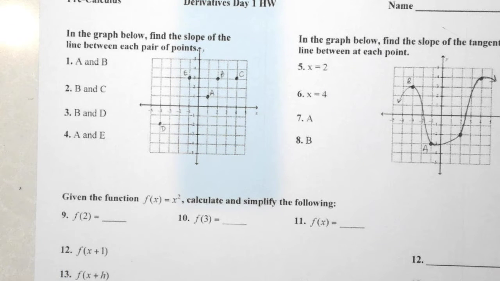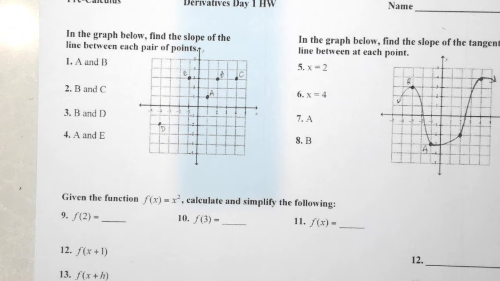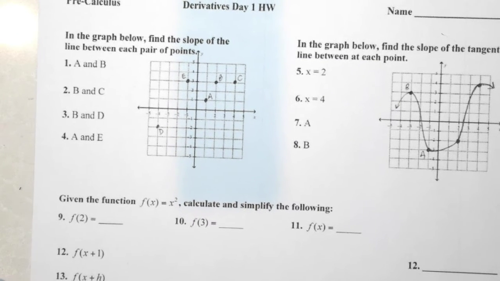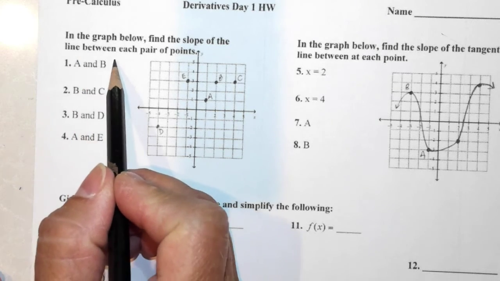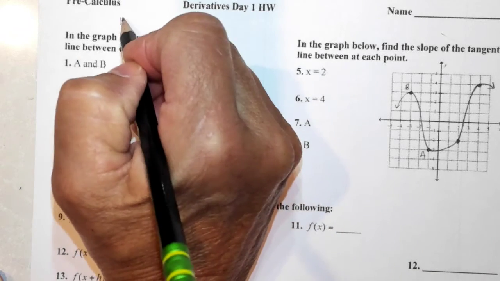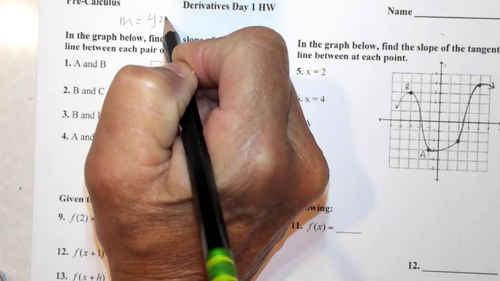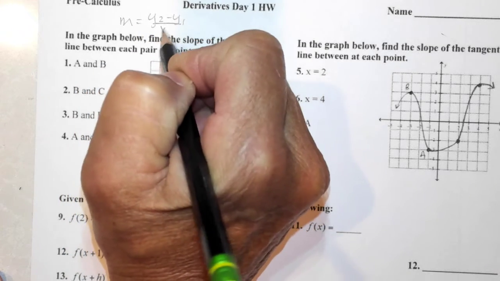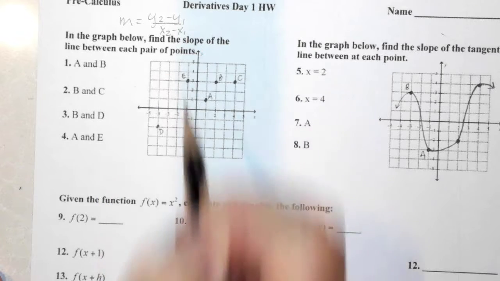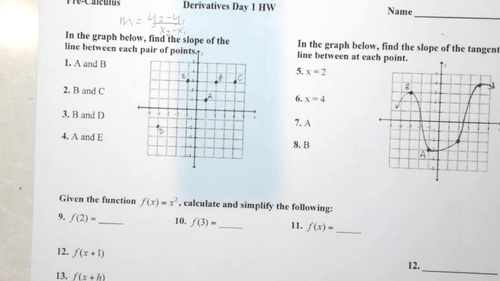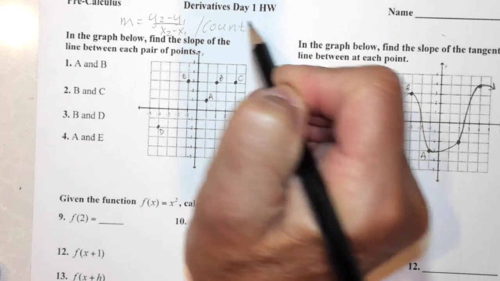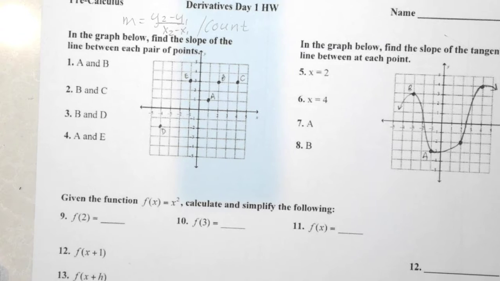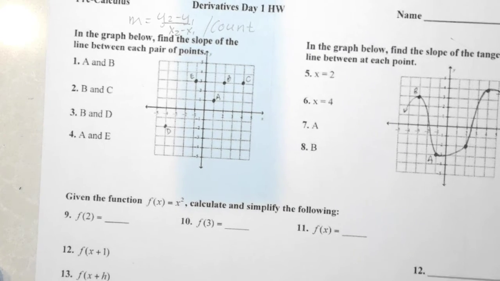Basically, in calculus, there's a lot of different language and notation, but the math is not anything new. This one is asking, in the graph below, find the slope of the line between each pair of points. One of the ways we can do that is to find y2 minus y1 over x2 minus x1, which you've been doing since, I don't know, algebra 1. Or the other thing you could do is you can count, up 1 over 1, up 2 over 1, whatever it's going to be. So whatever you're most comfortable with.